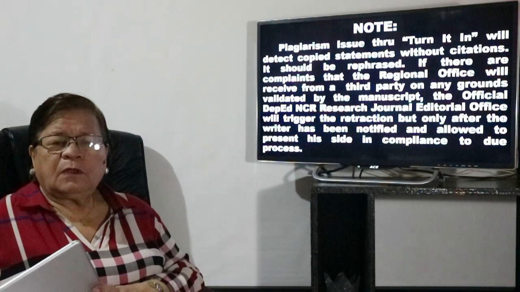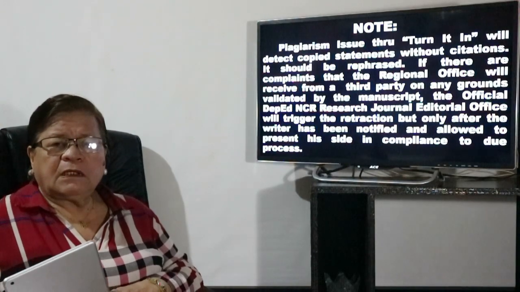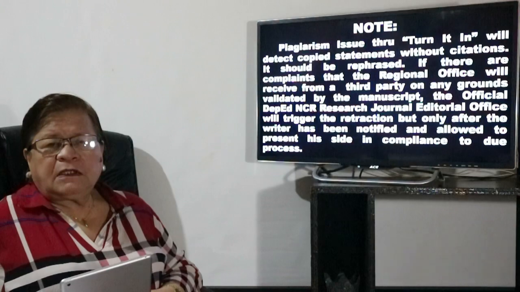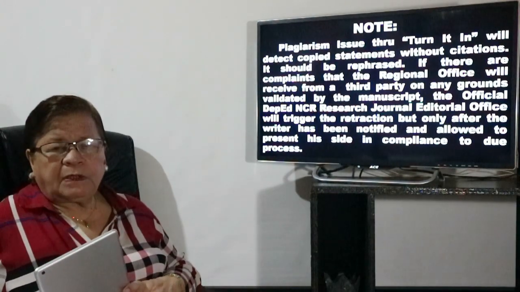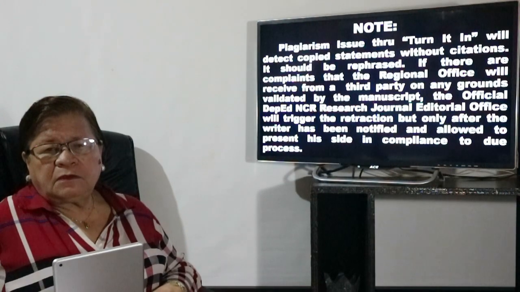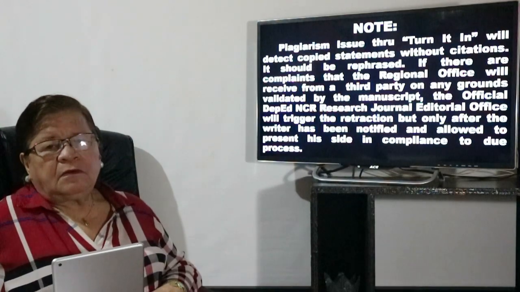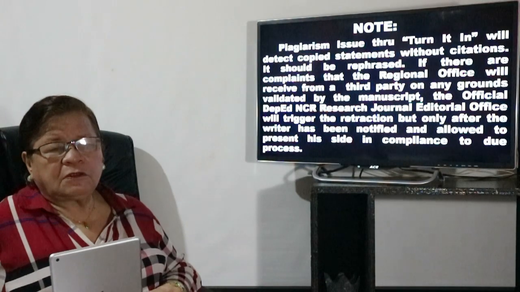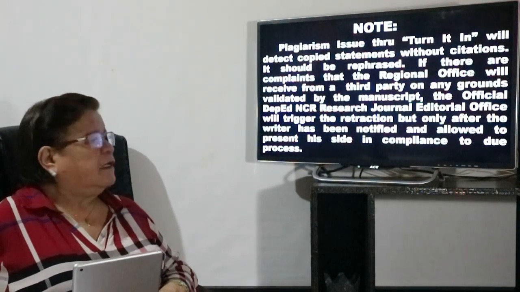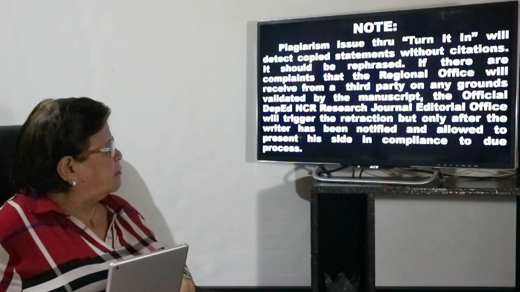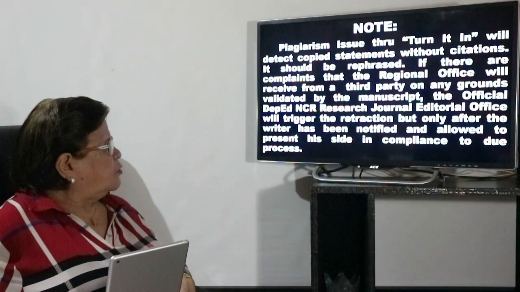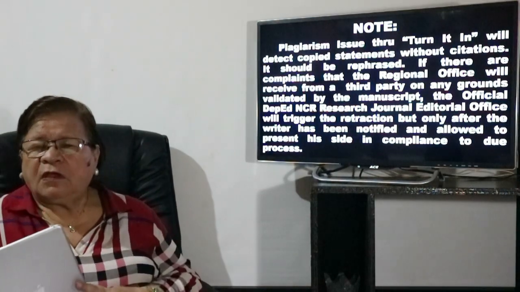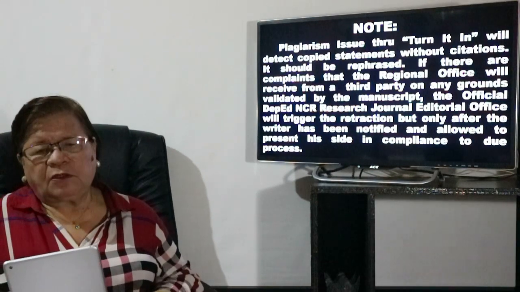So you will be notified by the regional office if somebody complains that you copied a particular research that you made, but then there will still be due process about it. You will be made to explain your side, and after being notified, you'll be allowed to present your side in compliance to a due process of law in the Department of Education.